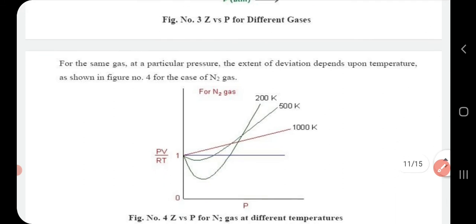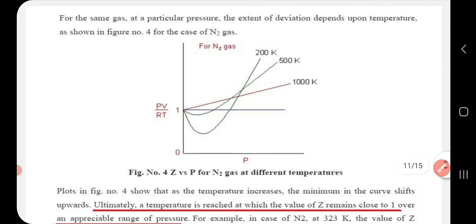Now for the same gas at a particular pressure, the extent of deviation depends upon temperature. This is for nitrogen gas. PV by RT is drawn for various values of P at different temperatures.